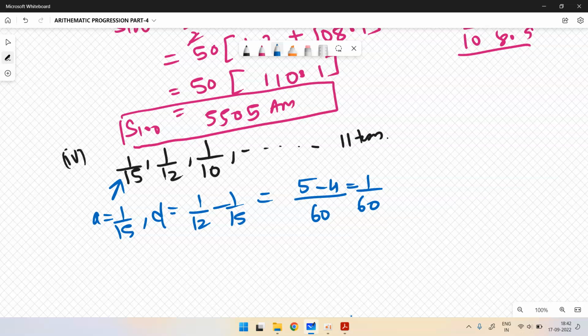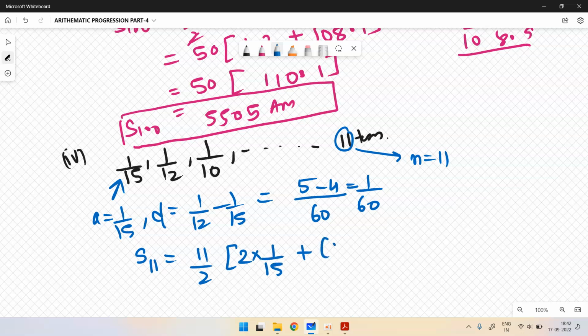So this is 1 by 60, the value of D, up to 11 terms. So here the 11 signifies the value of n. Now using the formula, S of 11 is 11 by 2 into 2a plus n minus 1 into D. Here 11 minus 1 is 10 into D, and D is 1 by 60, and the 0 just gets cancelled.